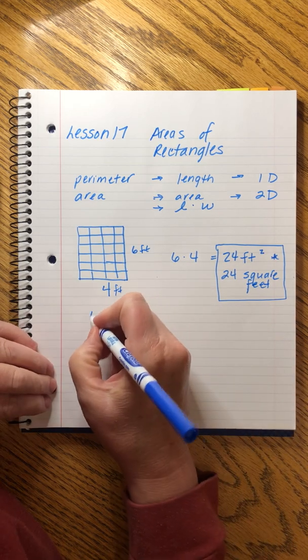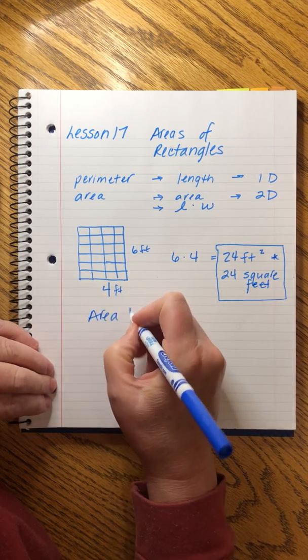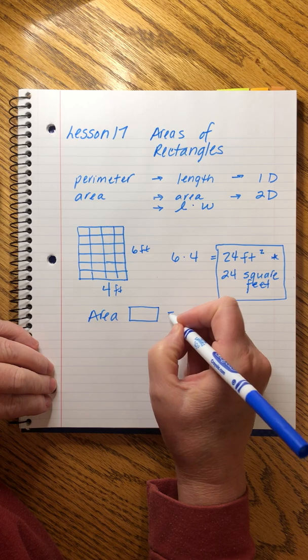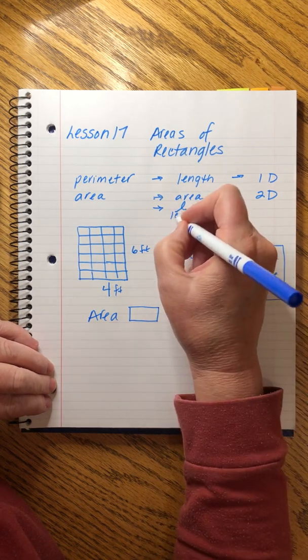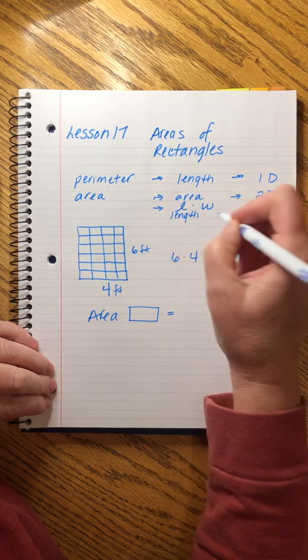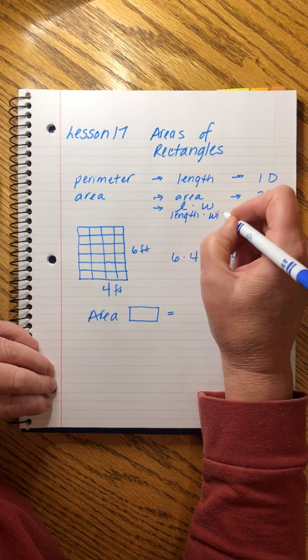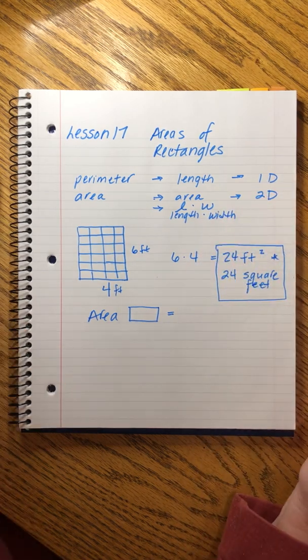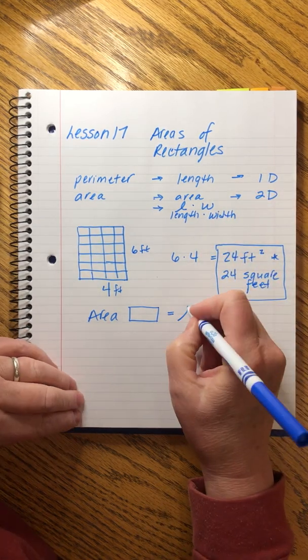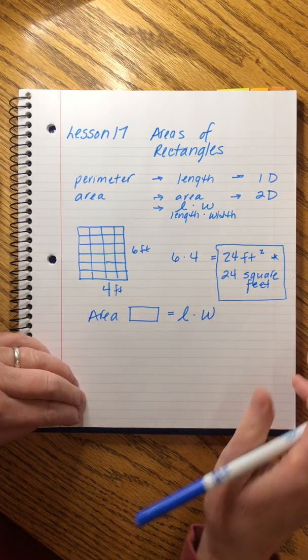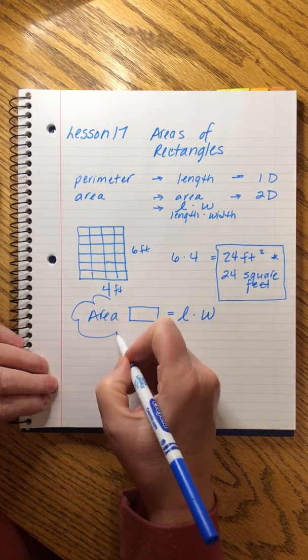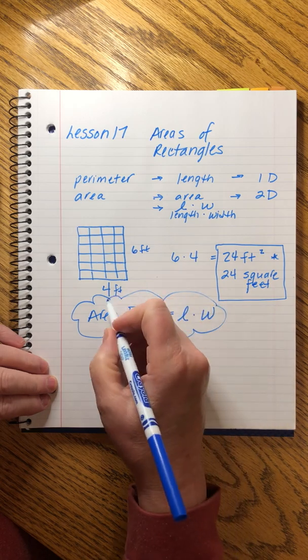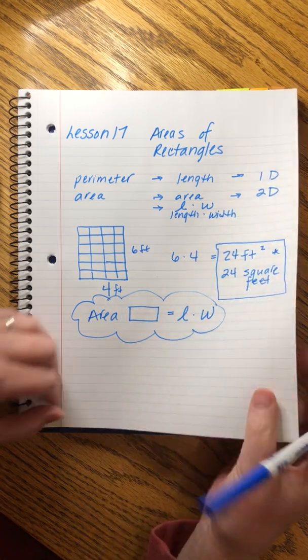So the area of a rectangle equals, let me just write this out. This is length times width. But when you write it in the cover of your book, you can just write this as the abbreviation. The area of a rectangle equals length times width.